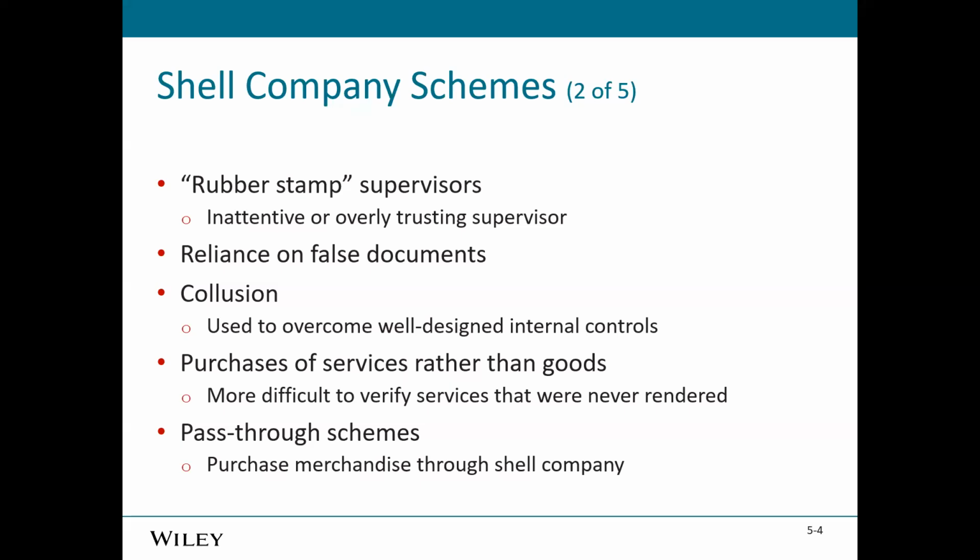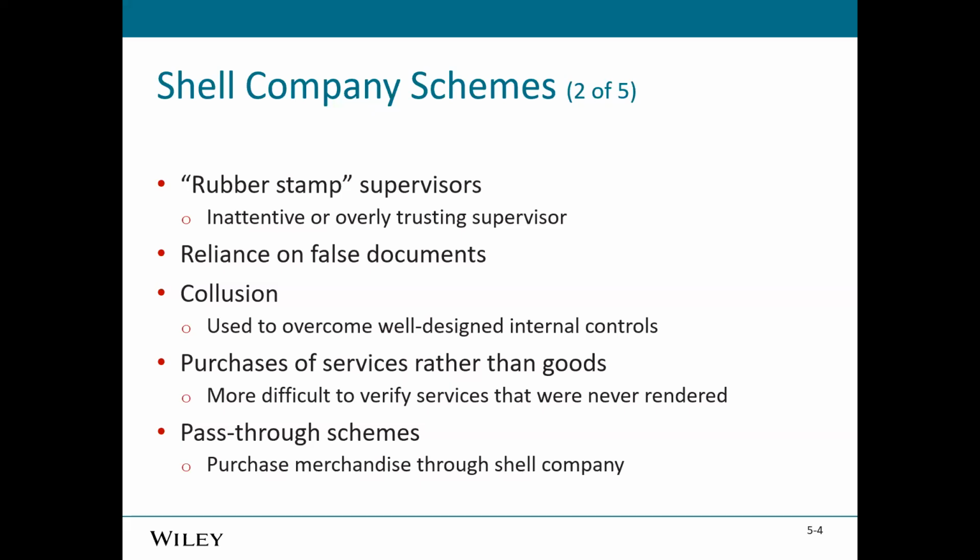Oftentimes in these false schemes, the invoice will be for services rather than goods, because if we are getting some sort of good or inventory in, we should have more documentation. Whereas if we're paying someone for consulting services, we don't really have any documentation for that. So a lot of times we will see that the fake invoice is for a service rather than for goods.